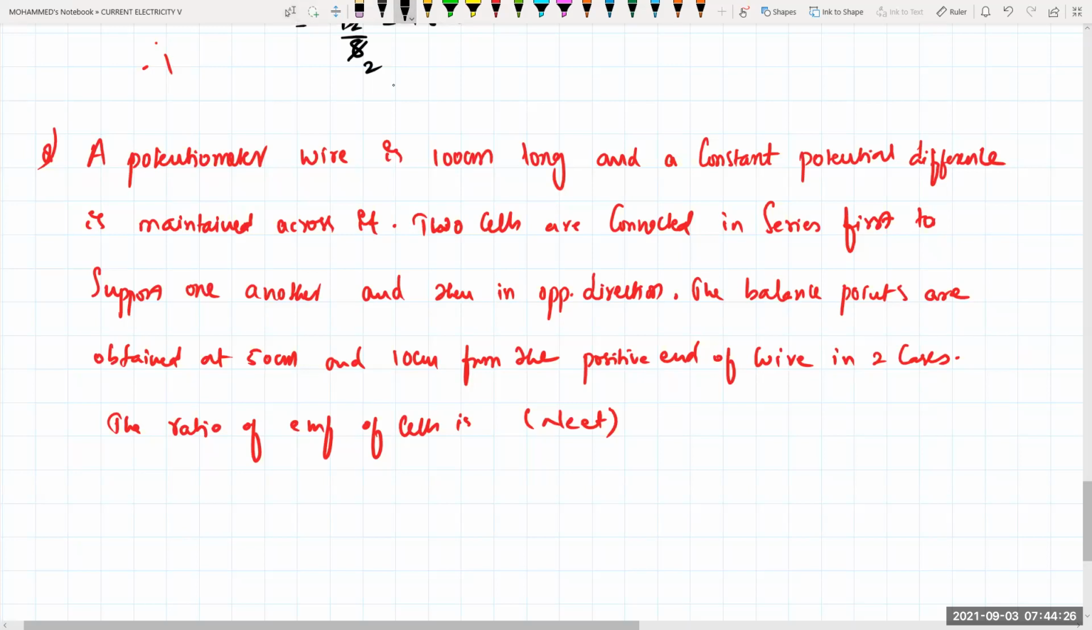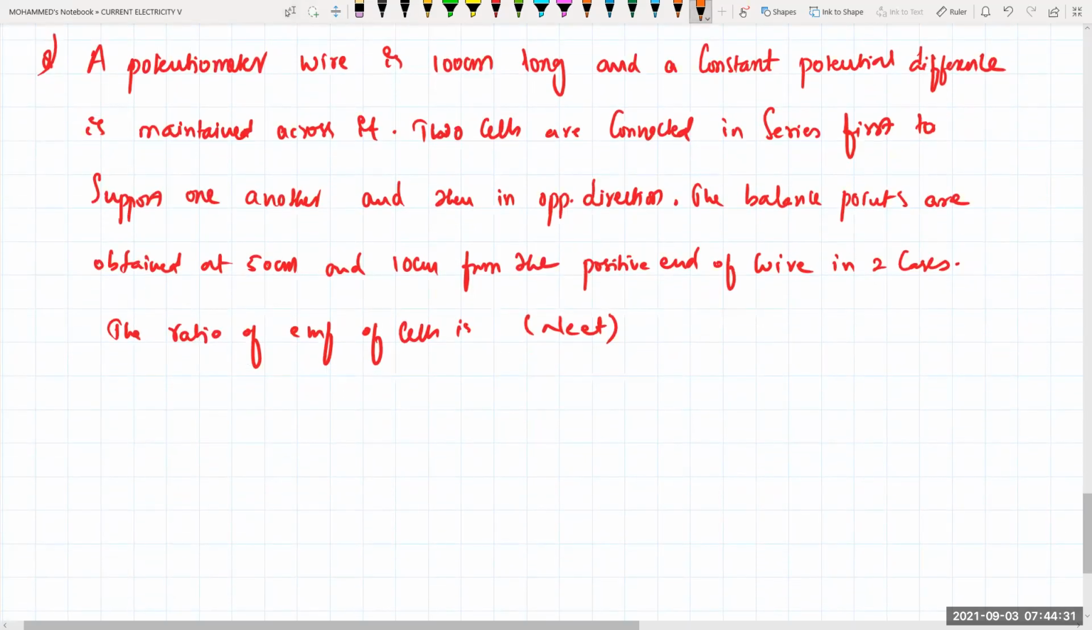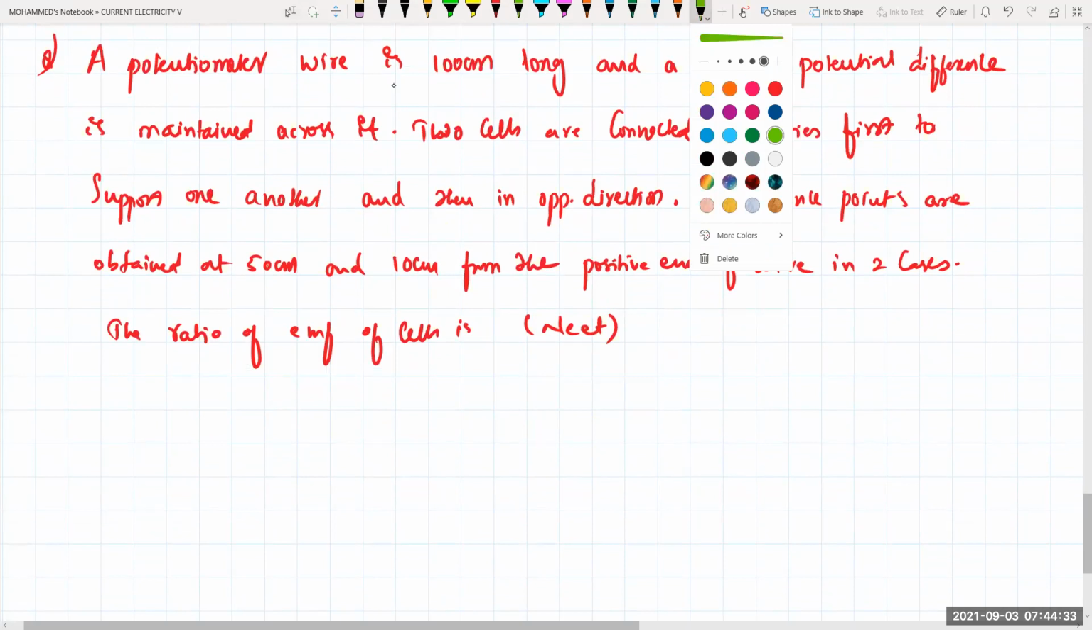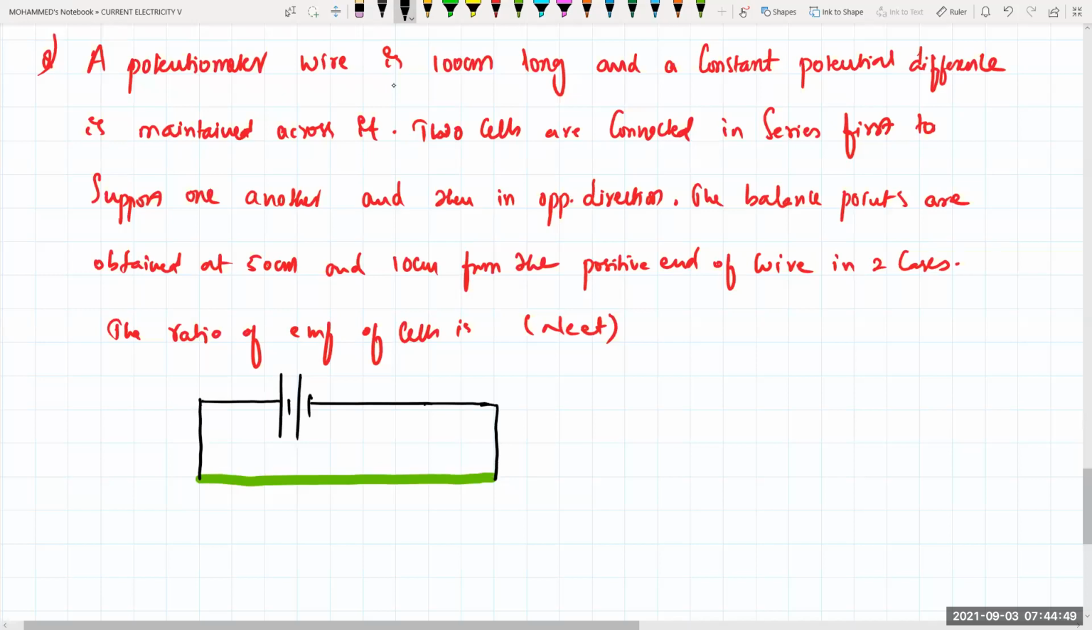Question, did everyone understand? The potentiometer wire is 100 centimeter long. That means I will draw the potentiometer wire, beta. This is your potentiometer wire. And right now this is one cell, positive, negative. It is 100 centimeter long, that means 1 meter.